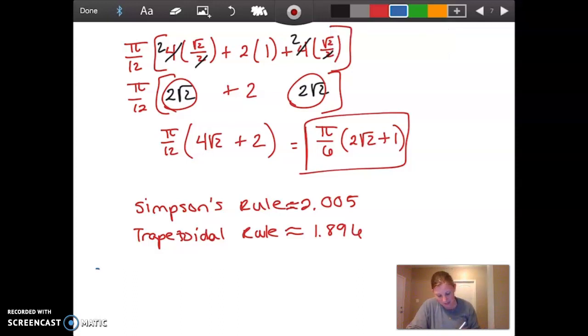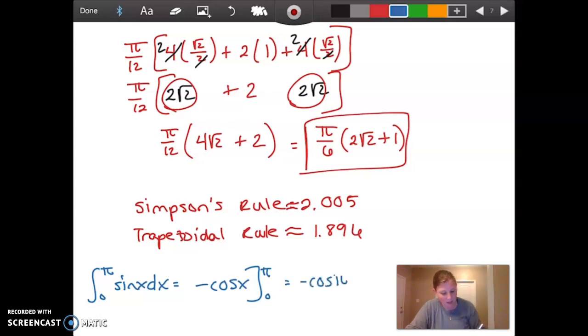Let's take a second and actually apply the fundamental theorem of calculus here, from 0 to pi of sine x dx. If I take the integral of sine x, it's got to catch back up. Okay, if I take the integral of sine x, that's actually going to be negative cosine x, and I'm going to evaluate this from 0 to pi. So that would be negative cosine of pi minus negative cosine of 0.